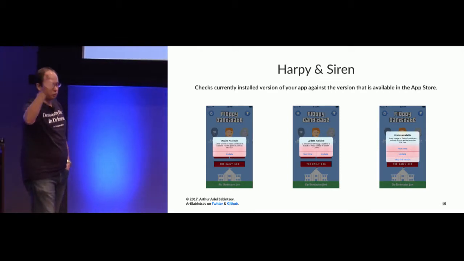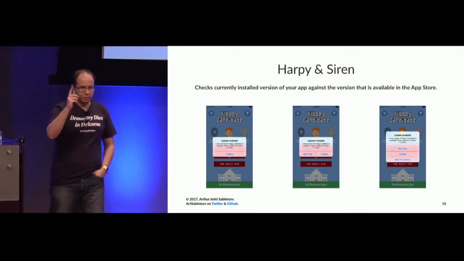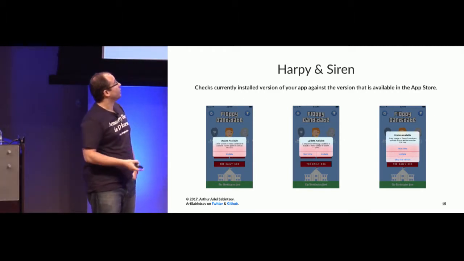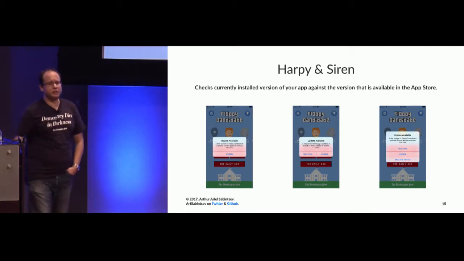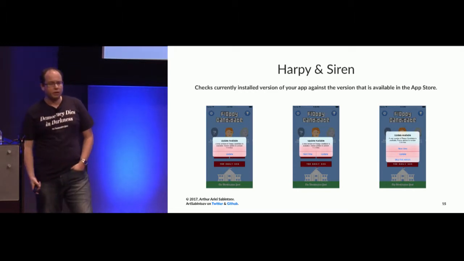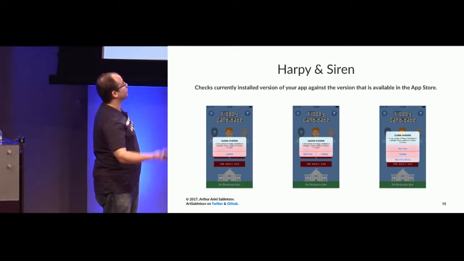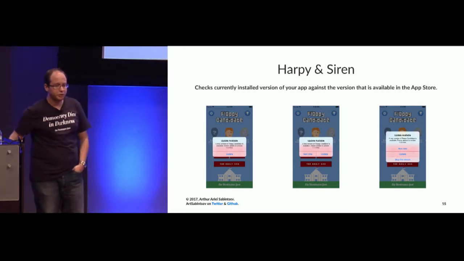Same thing with those rate this app banners that you get from the Appirater and iRate libraries. So there are 3 libraries that do this. 2 of them are mine: Harpy and Siren, Objective-C and Swift. And I've been maintaining Harpy since 2012 and Siren since 2015.